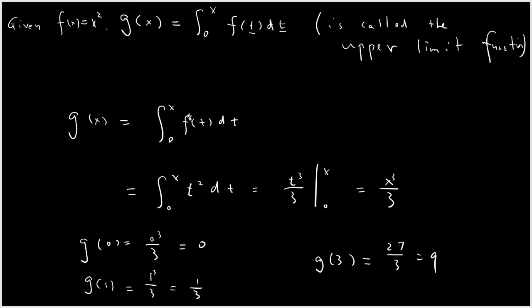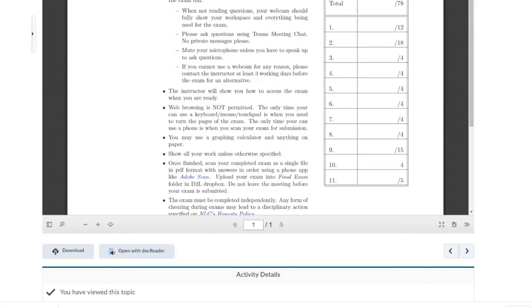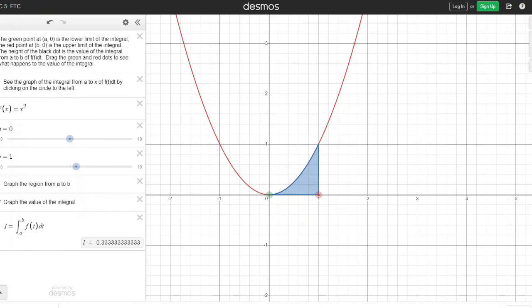All I'm trying to say now is that the upper limit g of x, if defined that way, defines a function of x. The function of x is defined using an integral from 0 to x. I will also show you the meaning using the geometric meaning of the definite integral.